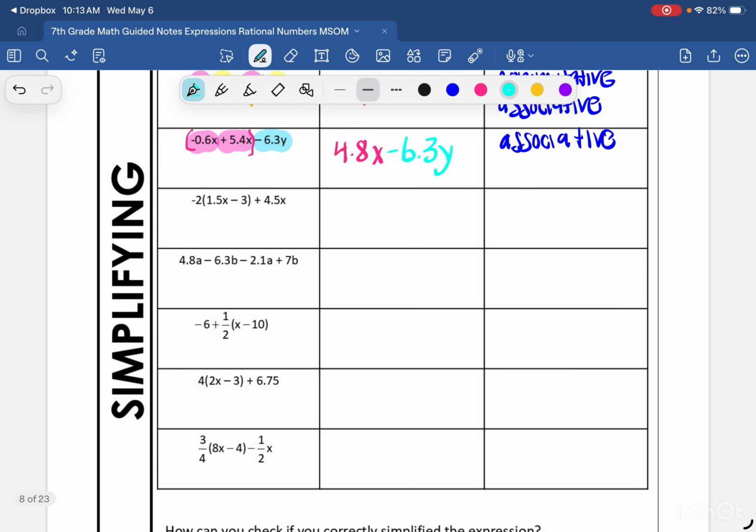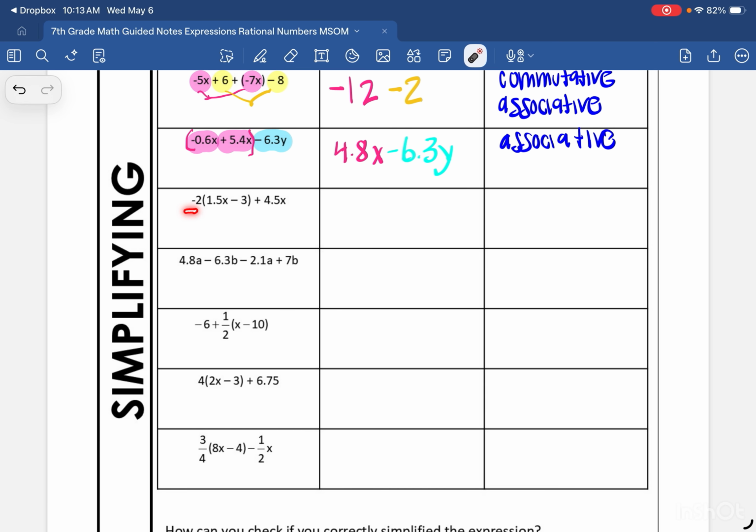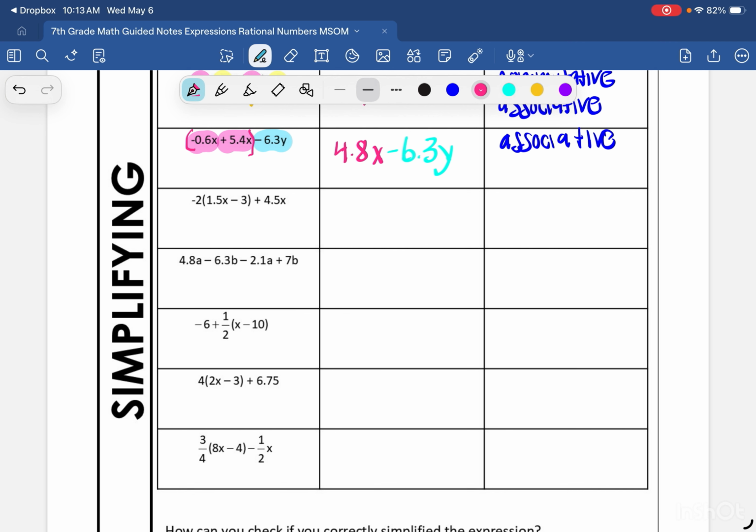All right, let's look at this one. I have a term being multiplied by an expression. So I know I'm going to need to be using the distributive property to simplify that first for my parentheses. So I have negative 2 times 1.5x, which is negative 3x. And then I have a negative 2. Notice that's a negative 3. So negative 2 times a negative 3 is going to be plus 6. And then I have my plus 4.5x here at the end.